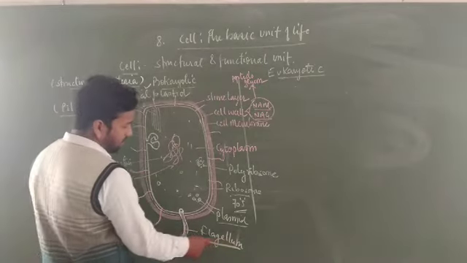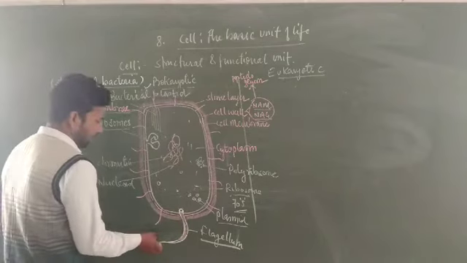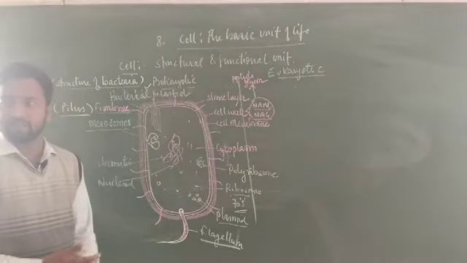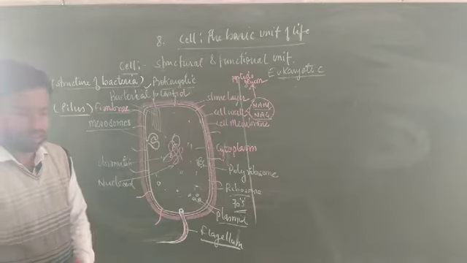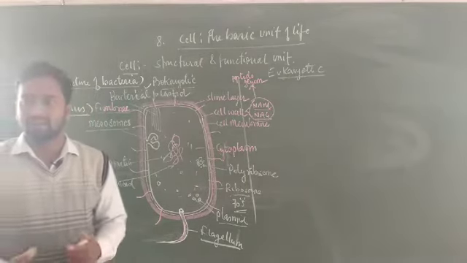Flagella are also categorized into many categories. Some bacteria have a single flagellum, called monotrichous. On the basis of the presence of flagella in the bacterial cell, bacteria are classified into many categories. If the flagellum is absent, they are called atrichous bacteria.